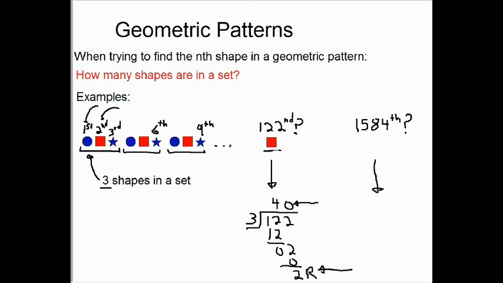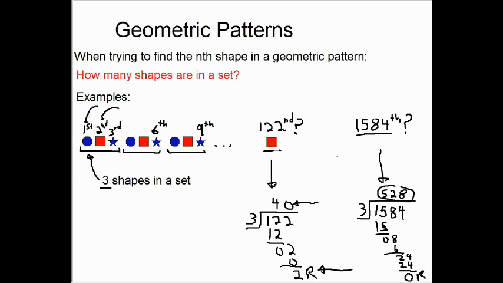So again, we're trying to figure out what shape would be in the 1584th position. I don't want to draw these shapes that many times, so we'll start by seeing how many full sets there are to get to the 1584th position by dividing 1584 by 3, because there are 3 shapes in each set. And when we do that, we find that 3 goes into 1584 528 times with 0 remainder. So in other words, 3 goes evenly into 1584, which means we have 528 full sets to get to the 1584th position. So since we're at a full set here, we must be at the end of the set, which would be a blue star.